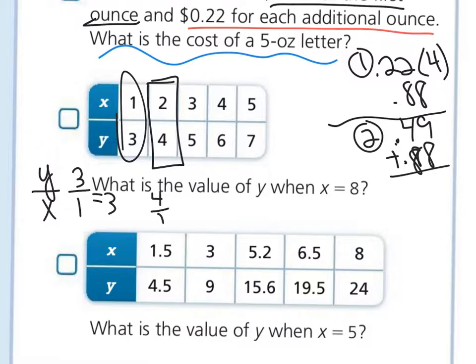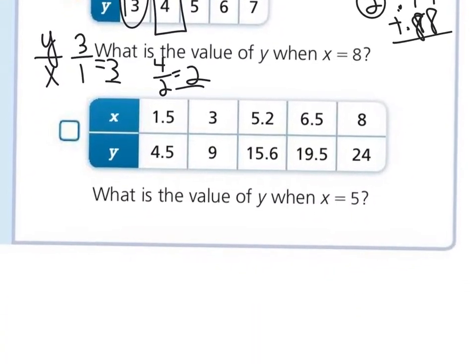The next one, 4 divided by 2 is 2. Well, that's not the same as 3, so I'm done. I know it's not proportional. Okay, and again, we could figure out what the value is. It's just we wouldn't be using proportional reasoning to find it. Okay, and then the last one.